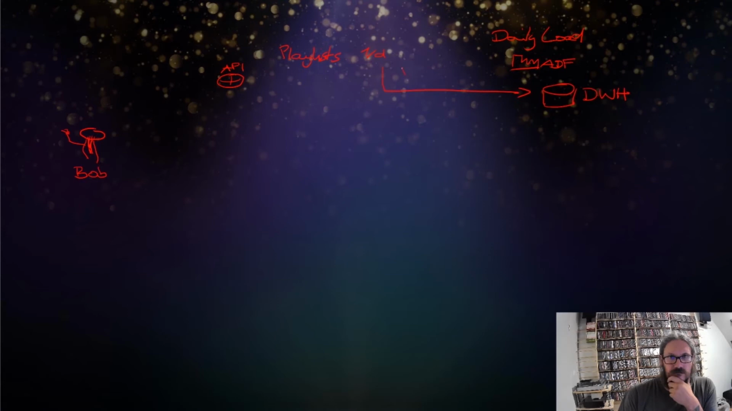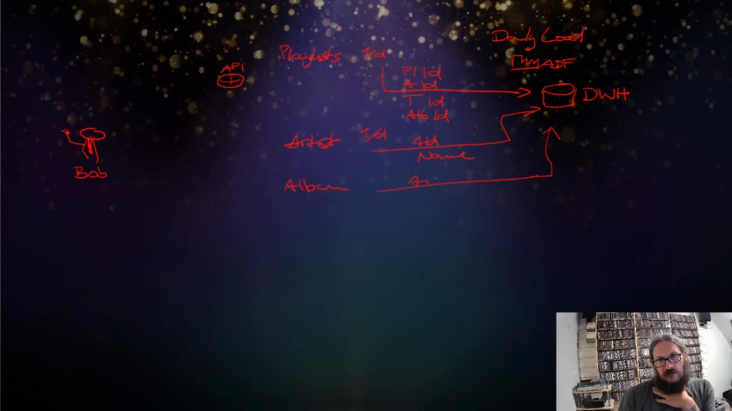Now, if we look at the data in our data warehouse, we'll have a playlist ID, an artist ID, a track ID, and an album ID. That's what our playlist will look like. He also has an artist endpoint. Once per day, we can load all the artists that Bob has in any of his playlists, the artist ID and the name. And he has an album endpoint. Again, once per day, we can load all the albums using the artist ID for all the artists that he has, so we can load the album ID and the name of the album to our data warehouse.